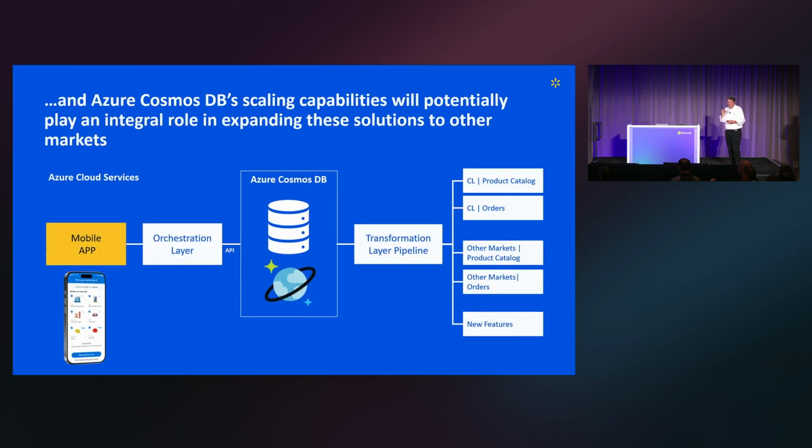But it's also going to be an integral part when we try to scale this, right? So now it's in Chile, but even if we scale it to other markets, or if we add new features, orchestrating between this is part of what we're doing with Cosmos as a backbone, and potentially to scale.